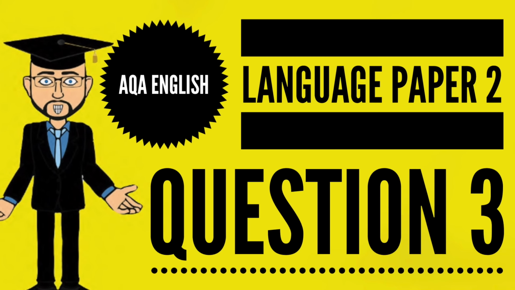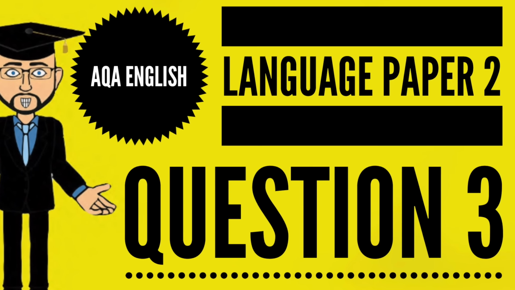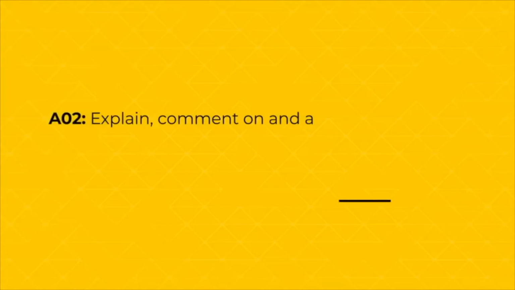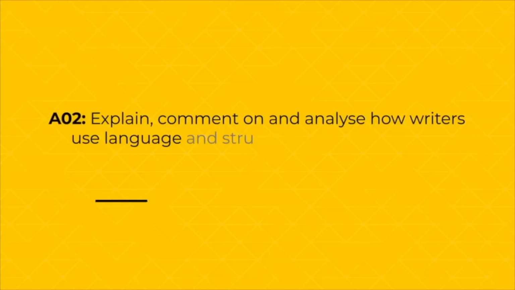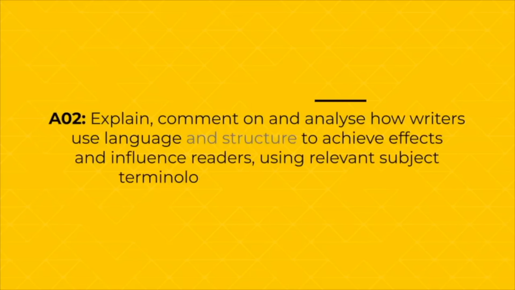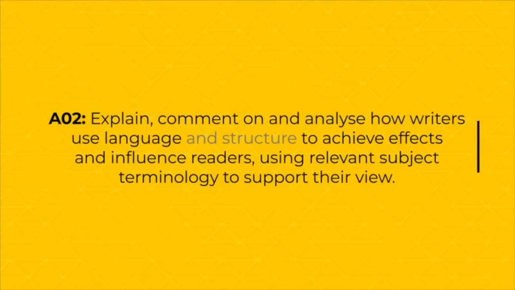AQA English Language Paper 2 Question 3 assesses the language element of Assessment Objective 2. Explain, comment on and analyse how writers use language and structure to achieve effects and influence readers using relevant subject terminology to support their view.